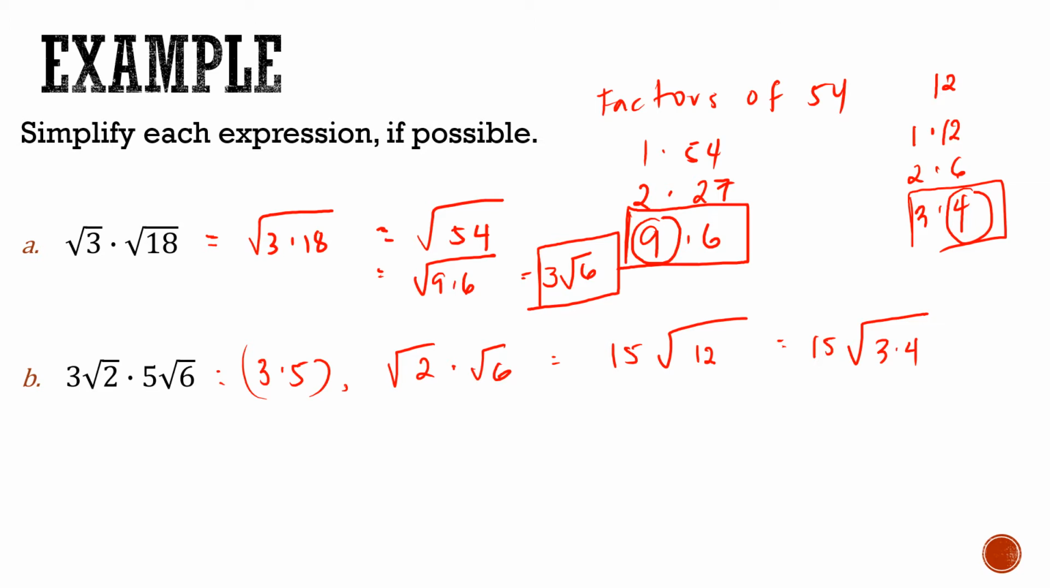Then get the square root of 4 and multiply it by the number outside the radical sign. So we have 15 times the square root of 4, which is 2, and then we simply copy square root of 3. So 15 times 2 gives us 30 square root of 3.